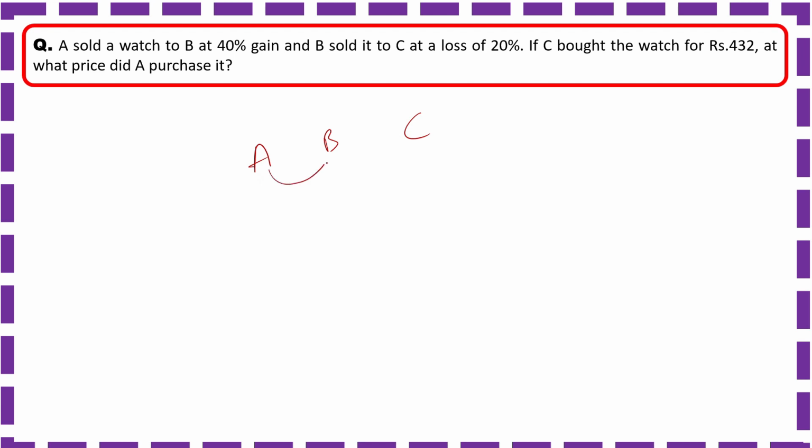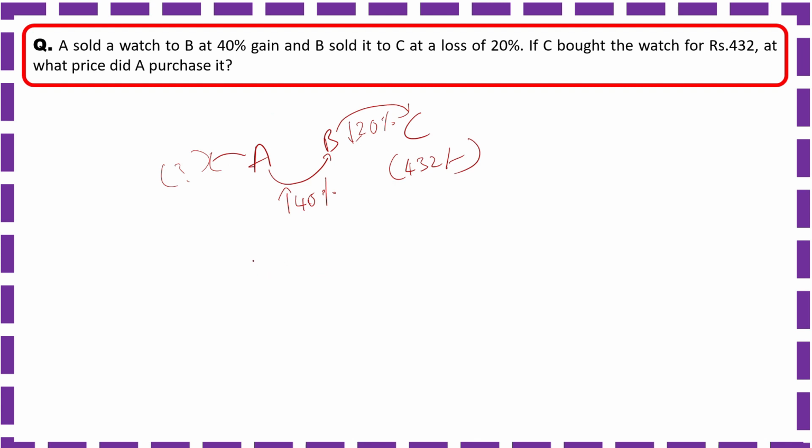So A sold it at a profit of 40%, and B sold the same watch to C at a loss of 20%, and C bought this for 432 rupees. So we need to find at what price A purchased this watch. If you remember, in percentages we solved this kind of problems.